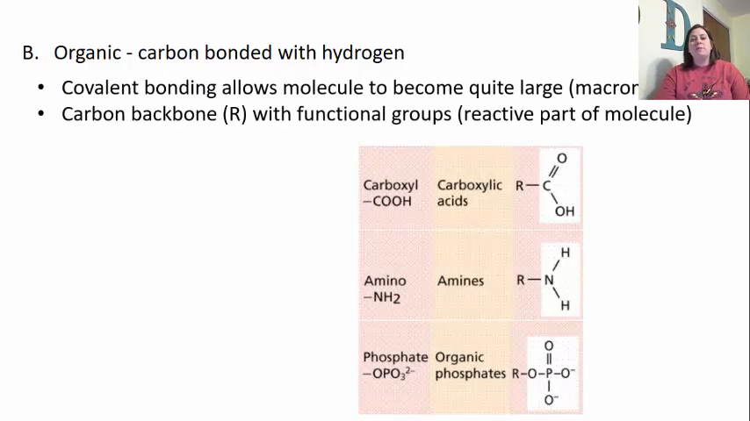This is going to normally be based on covalent bonds as well. This allows these molecules to be actually very large, and so we call them macromolecules. These macromolecules normally have a carbon backbone, meaning they have a long carbon chain, and they will have functional groups coming off those chains. These functional groups are going to determine how the molecule will react.